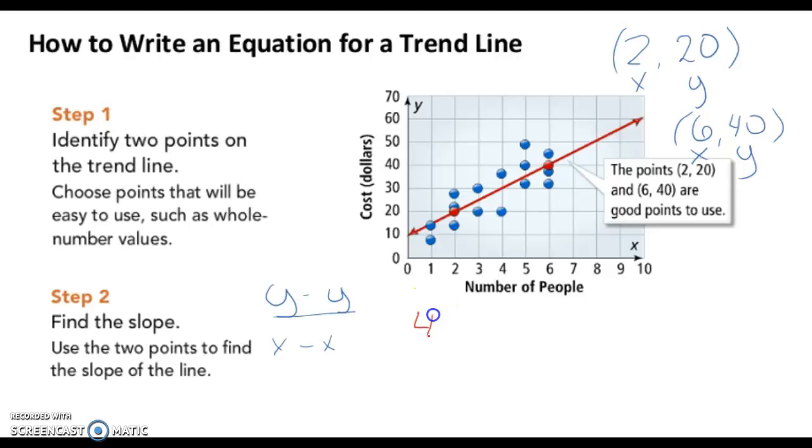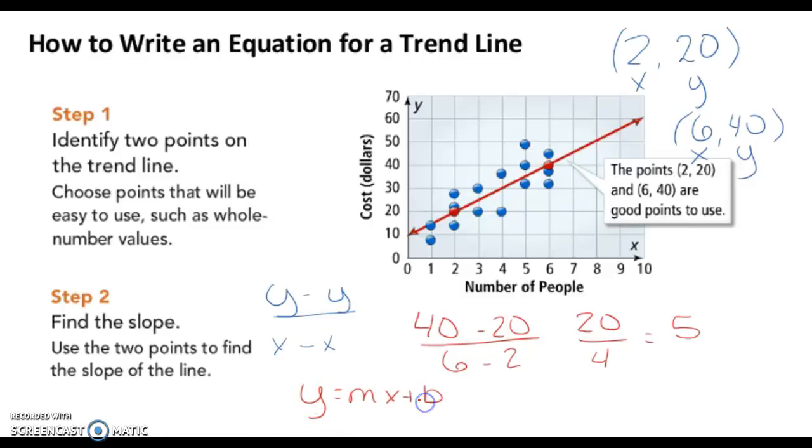First thing I'm going to do is take the 40 minus the 20. I took the big number minus the small number, and I'm going to get 20. And the bottom number, I'm going to do 6 minus 2, which is going to be 4. This slope is going to come out to an even 5. That is my m. So if you remember, we had y equals mx plus b, and the m was the 5. And this is how you find it, y minus y over x minus x.